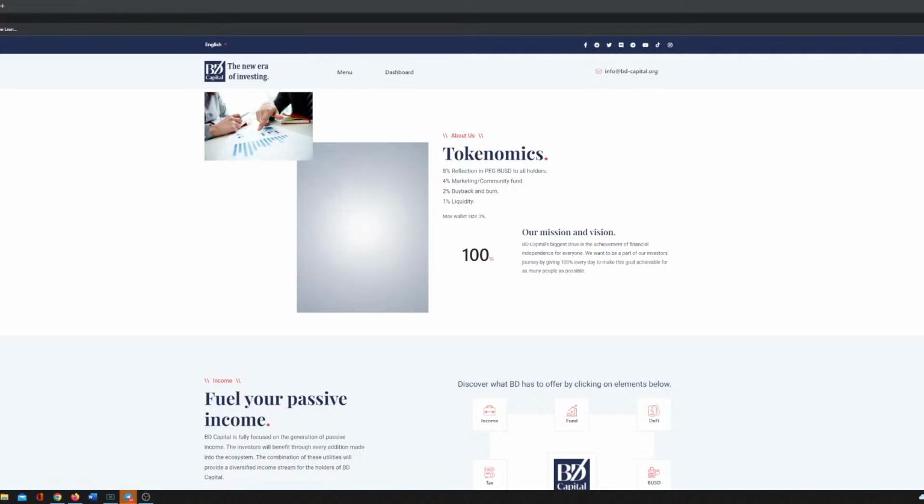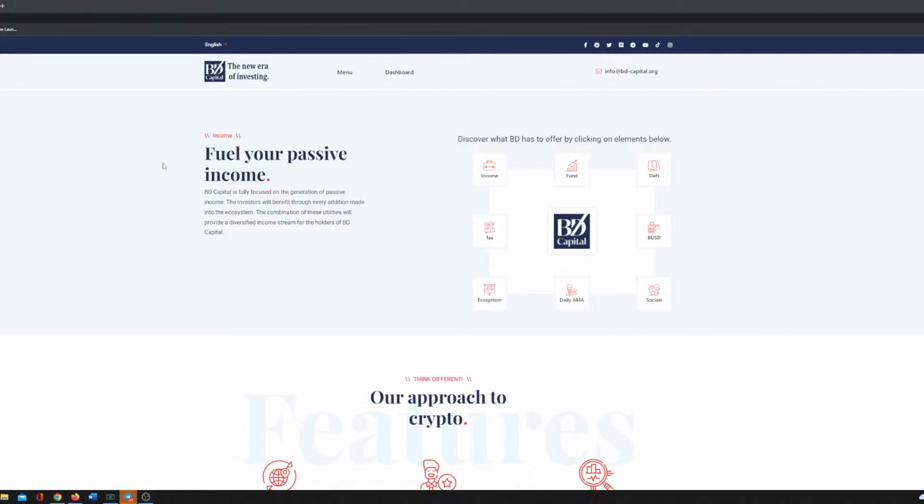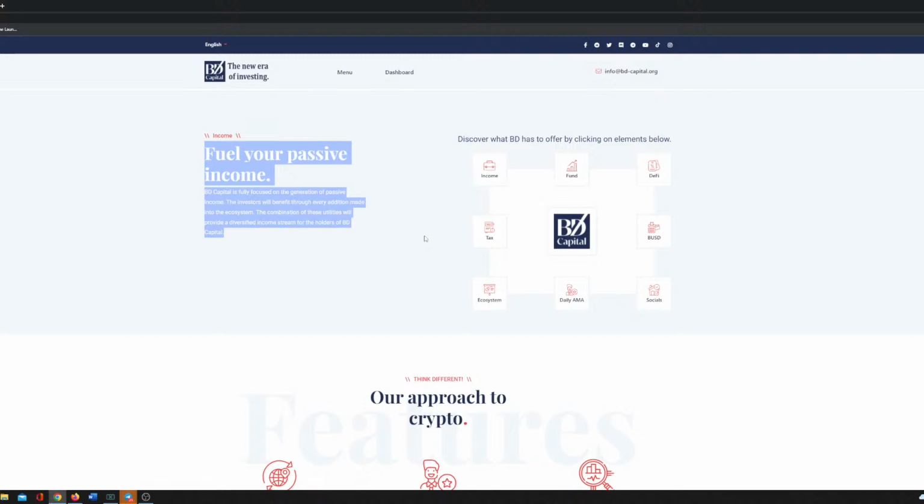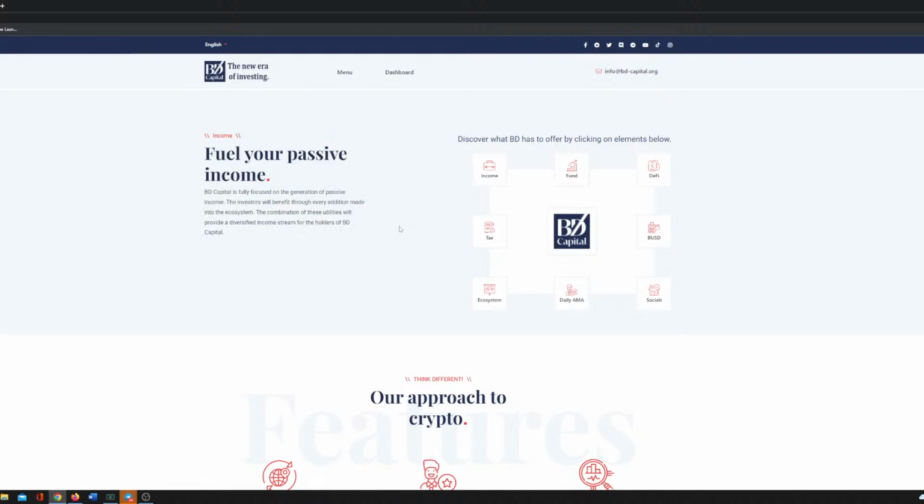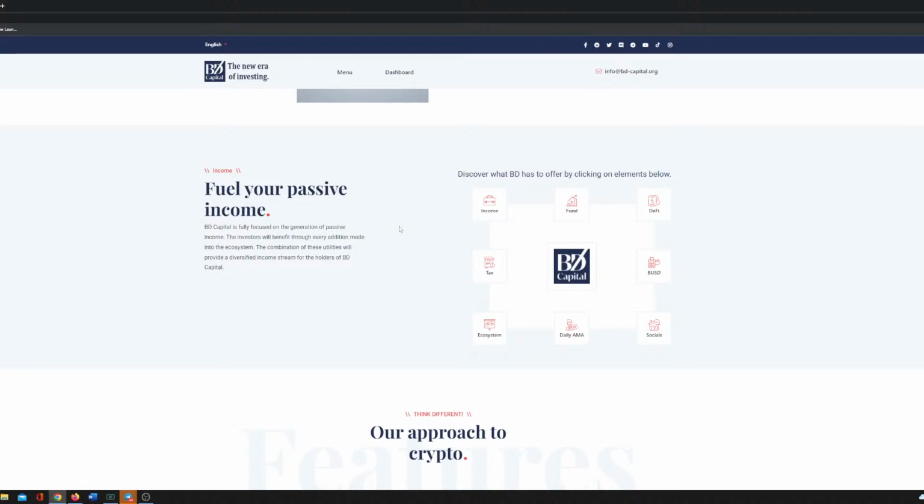So as BD Capital, what is our main goal, right? What are we trying to achieve? I have it here on our website: we're trying to achieve passive income. Now, the first step, of course, was the token itself, Banker Stream. We have a reward of 8% in BUSD, which is very, very nice for just a passive hold.